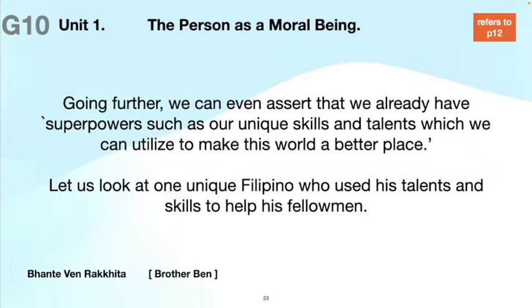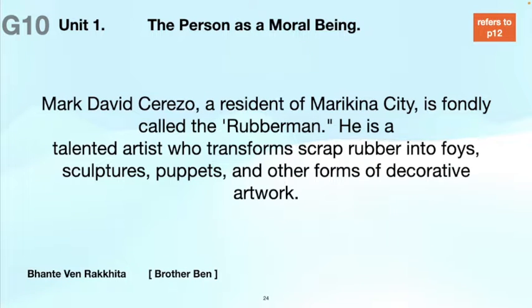Going further, we can even assert that we already have superpowers, such as our unique skills and talents, which we can utilize to make this world a better place. Let us look at one unique Filipino who used his talents and skills to help his fellow men. Mark David Cerezo, a resident of Marikina City, is fondly called the Rubber Man.